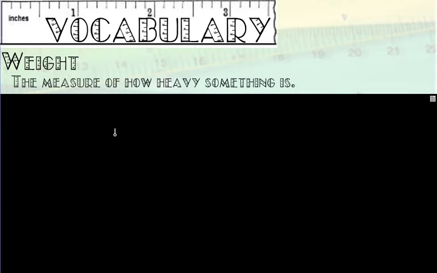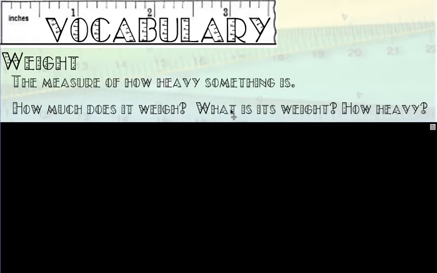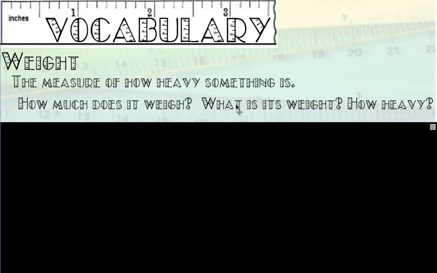We're not going to get that in depth with using it. We just want to be able to convert between them. But I do want to make sure you understand that weight and mass are two different things. They have the same general idea, but they actually mean two different things. So here when we say how much does it weigh? What is its weight? How heavy is it? These are all questions that would involve the answer for weight. Okay, so again, this is your word, definition, examples.